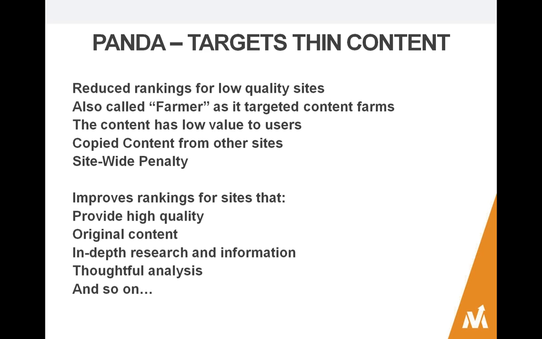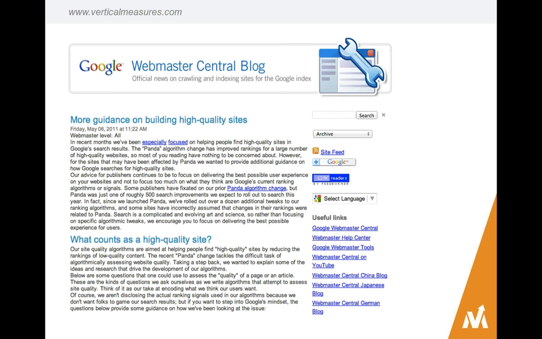So if you have thin content and you want to know how to write better content, and you want to know what Google is looking for, I suggest that you go to the Google Webmaster Central blog. It has a lot of really good information and discussion, either based on the updates or based on general things that people want to know about and how to improve their rankings. So if you look at this page, it says what counts as a high-quality site. So there's some really good, rich information on the Google Webmaster Central blog to help you produce better content.